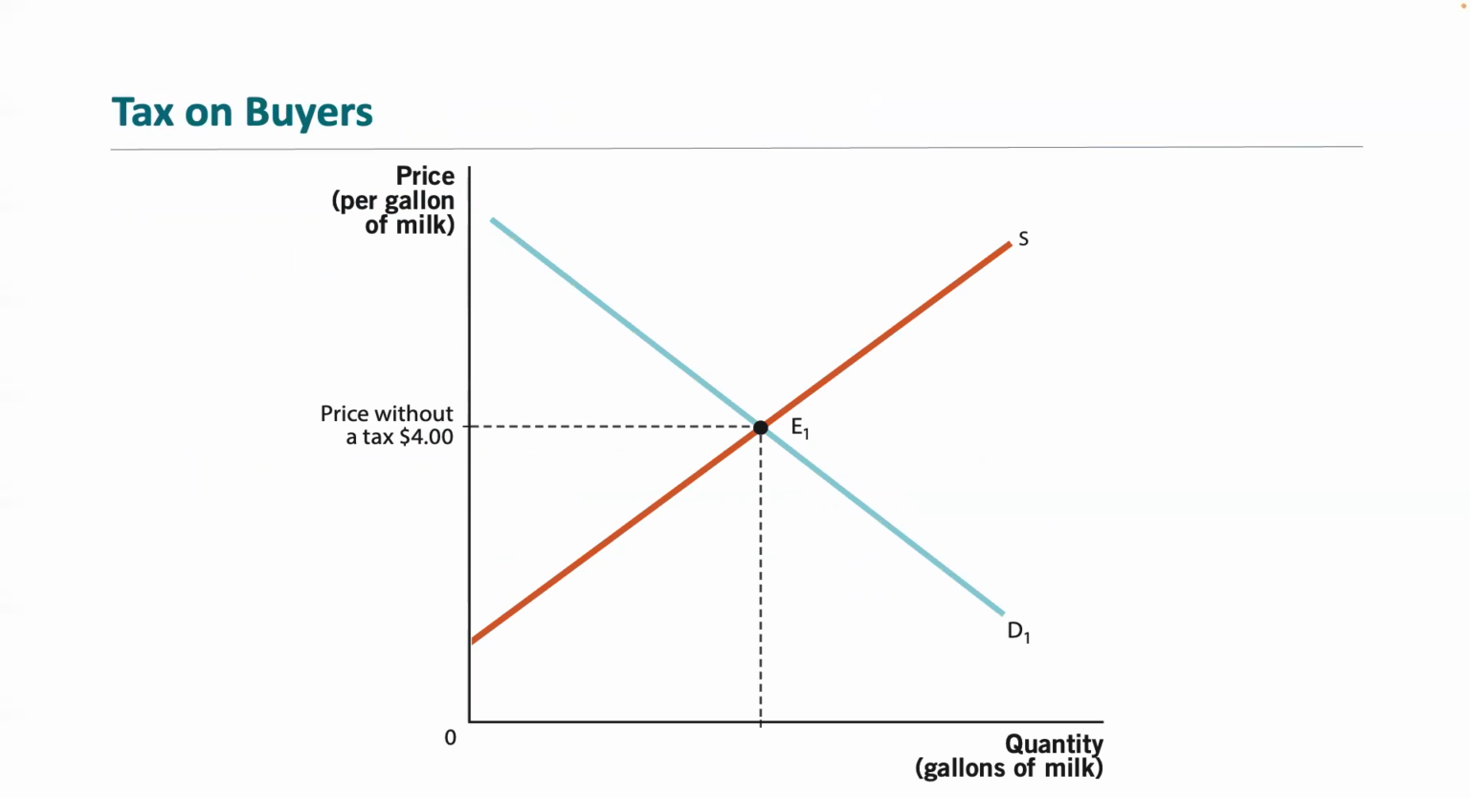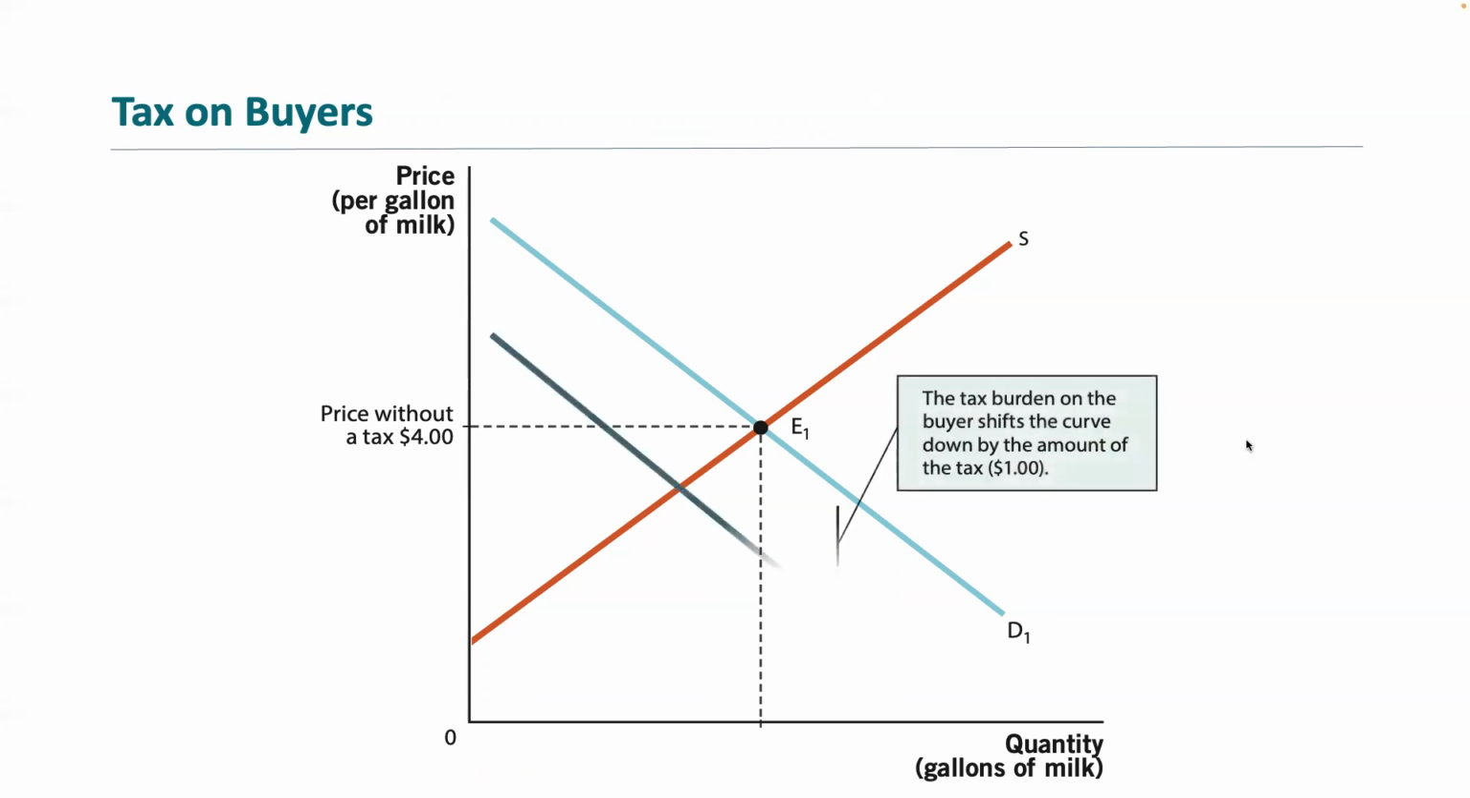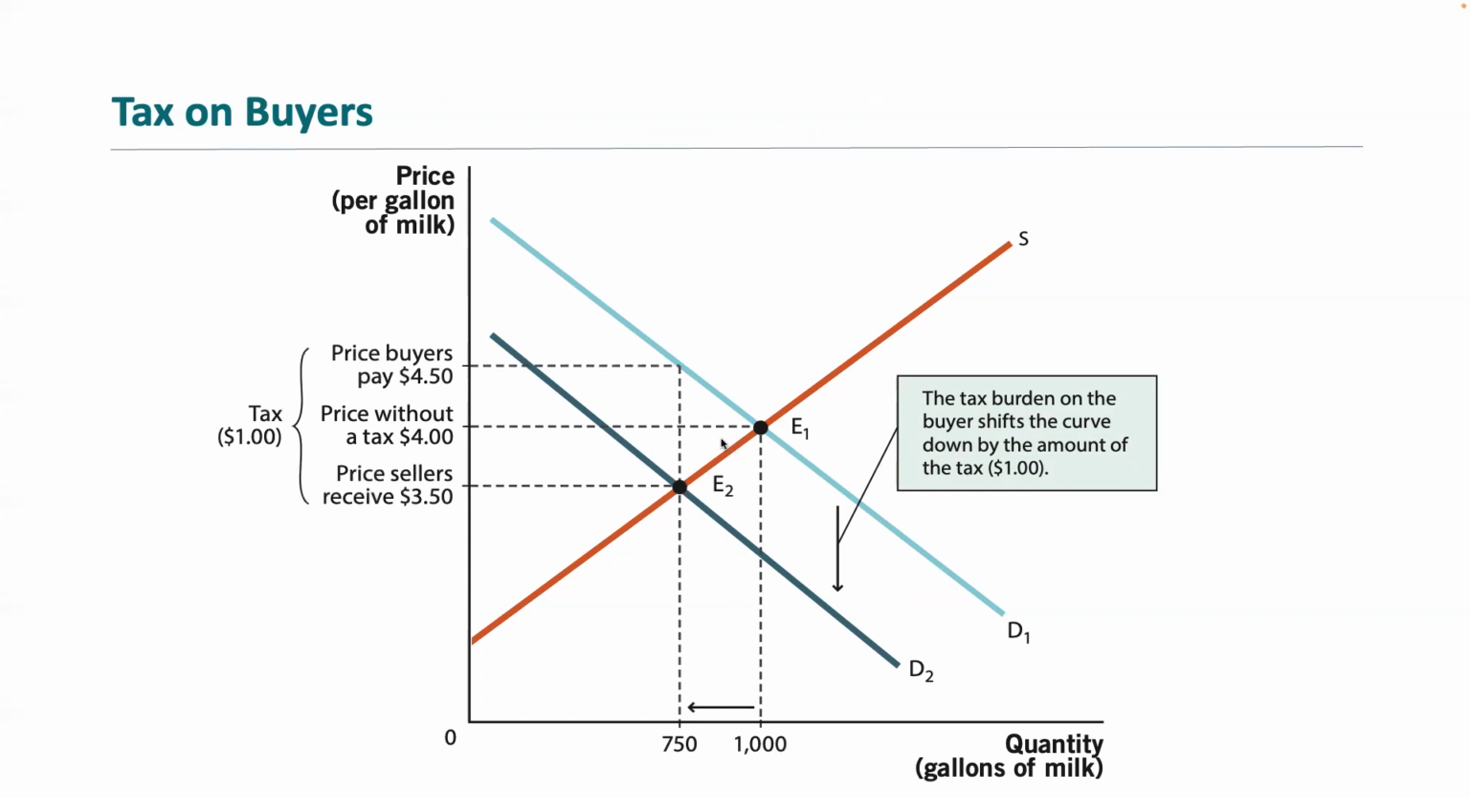Without the tax, the equilibrium price for a gallon of milk would be $4. The tax burden on the buyer shifts the curve down by the amount of the tax. So in this case, demand is going to decrease because the price is going to have to increase. You can see here that now buyers are paying $4.50, but sellers are actually only receiving about $3.50. They're receiving less than that equilibrium price, and buyers are paying more than that equilibrium price, but the overall burden of that tax, or the tax incidence, is $1.